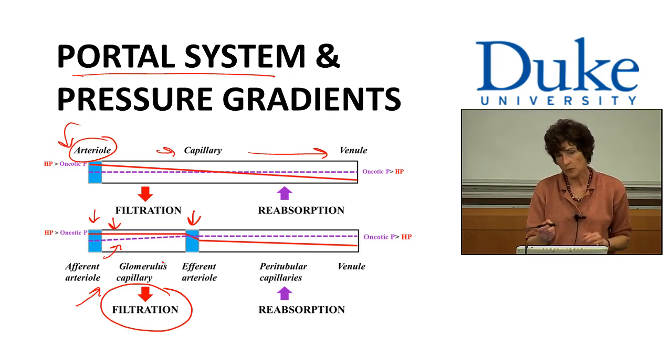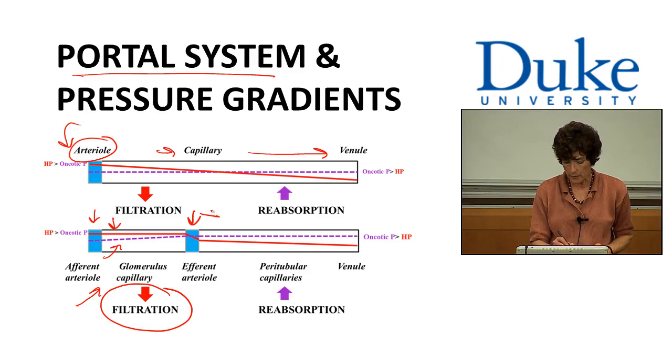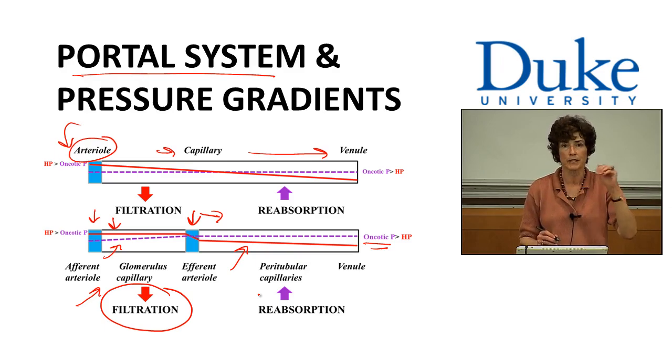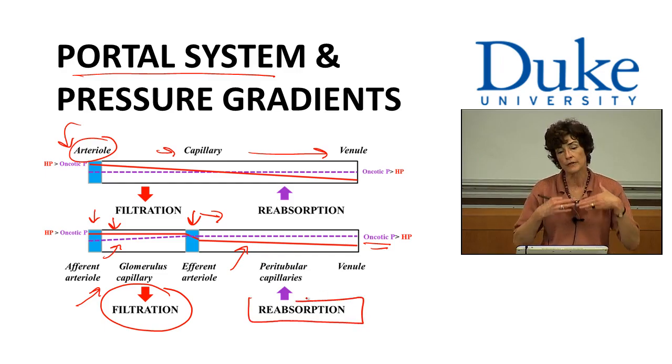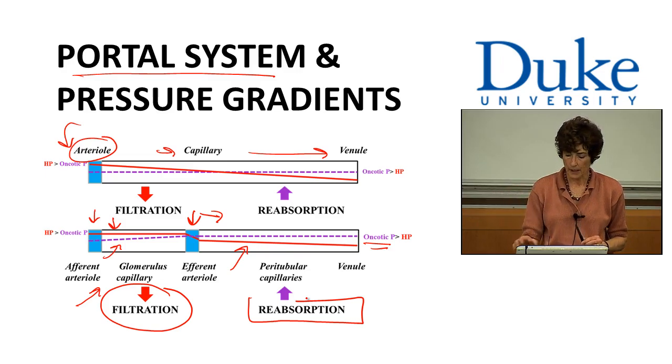When we move into the peritubular capillary, now we have a situation which is more analogous to what we see in the rest of the body, and that is that after the efferent arteriole, the hydrostatic pressure is now lower than the oncotic pressure. This means that the oncotic pressure is attracting water back into the peritubular capillary, and that occurs all the way along the peritubular capillary, and so that occurs all the way along the renal tubules. And this is then reabsorption. We're moving fluids back into the blood all the way along the renal tubule. And this is particularly important within the proximal convoluted tubule.